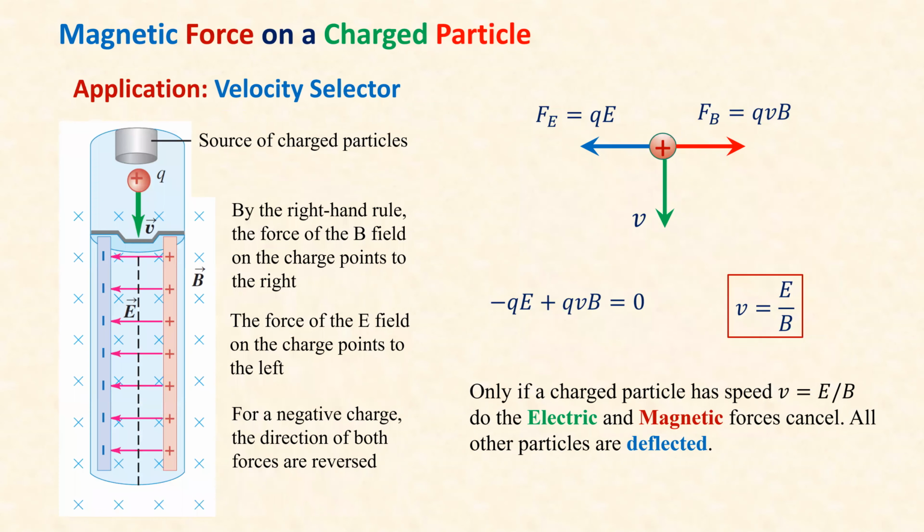And then we talked about velocity selector, which is an application of this magnetic force. We said that if you have a magnetic field that's into the page like this here, and an electric field perpendicular to that, and the particles are moving perpendicular to both of these magnetic and electric fields, then the particles that have exactly this velocity E over B go right through without deflection. All the other particles deflect.